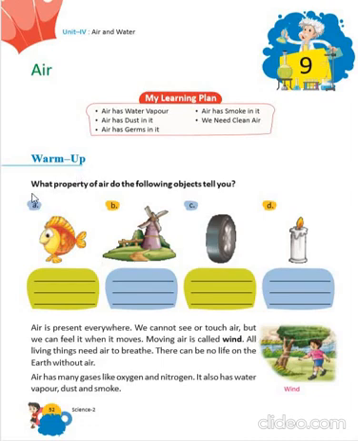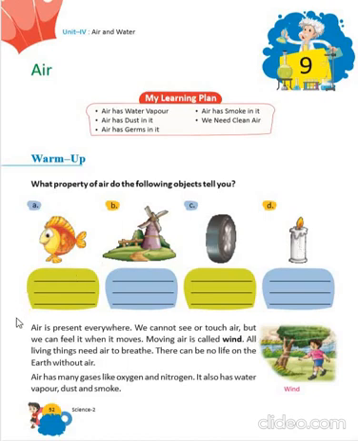In this, what we have to tell? What property of air do the following objects tell you? The oxygen present in the air helps fish to survive. Without air, windmills cannot move. Without air, wheels cannot run. Without air, candles cannot light as oxygen is present in air.